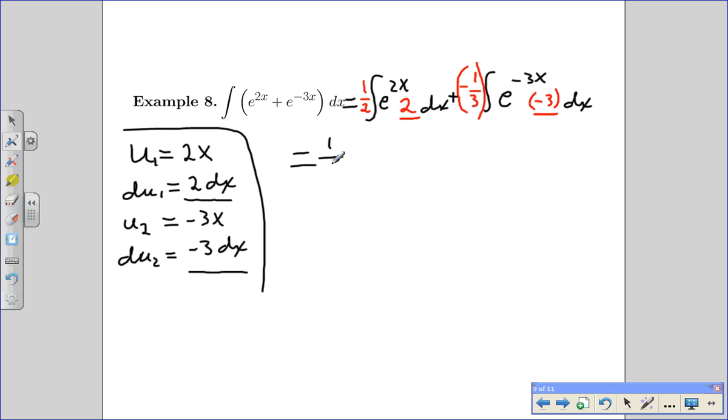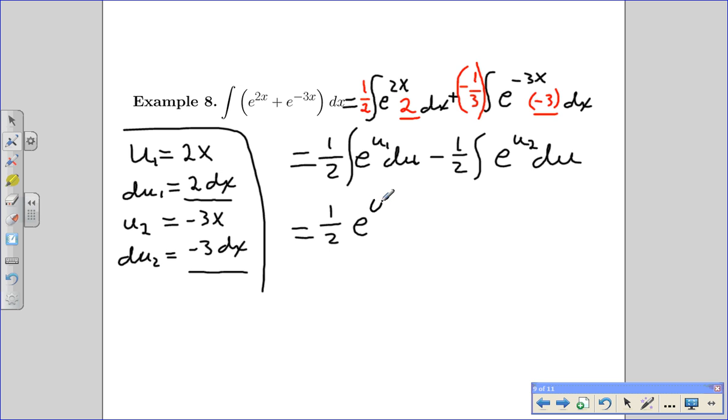Now I can rewrite this in terms of u. 1/2 integral e to the u du, and then minus 1/3 integral e to the u du. Oh, that's u1 and u2. So if you integrate the first one, you get 1/2 e to the u1. And if you integrate the second one, you get negative 1/3 e to the u2. And I'm going to put one single plus c on both of those integrals.